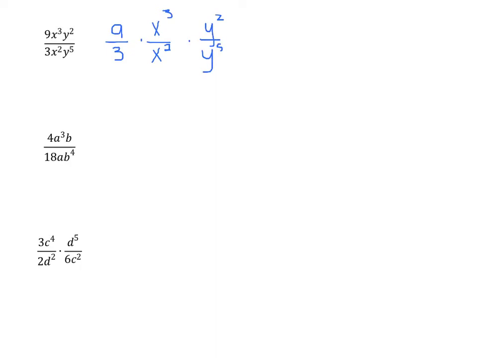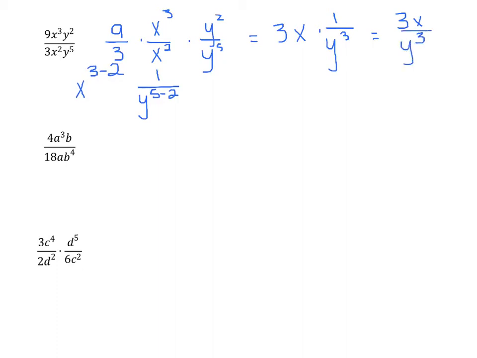9 divided by 3 is 3. X cubed over x squared would be x to the 3 minus 2. So that would just be x to the first power, which we simply write as x. And then y squared over y to the fifth is 1 over y to the 5 minus 2. So that would be 1 over y cubed. And from here we simplify this further so that it becomes 3x over y cubed.